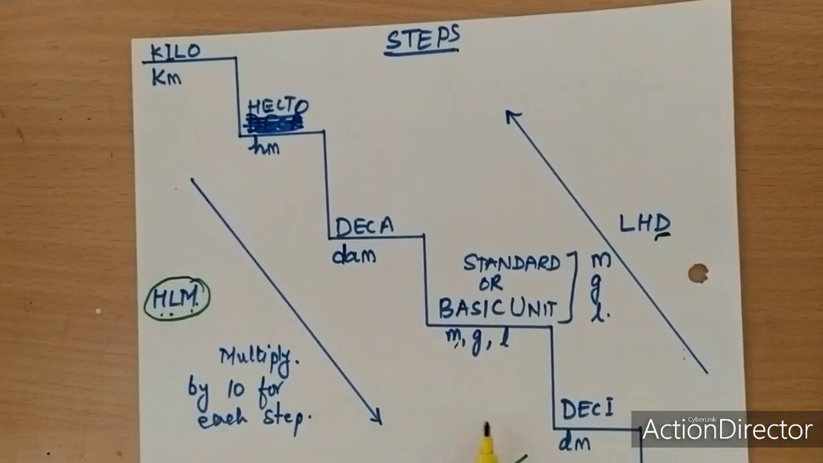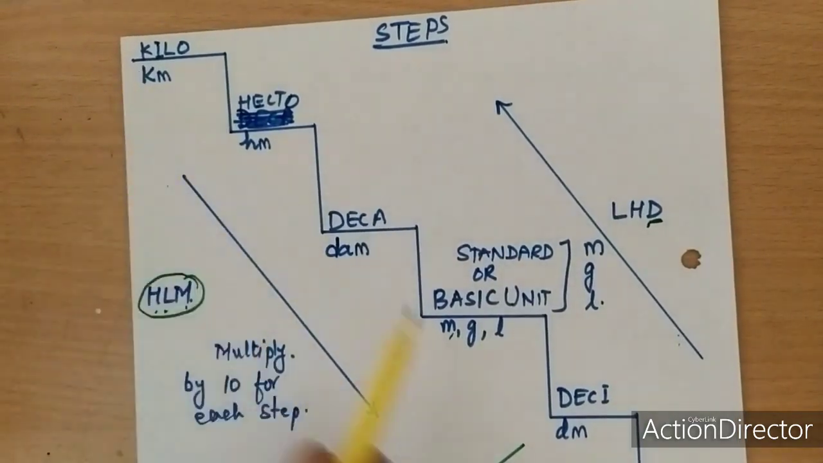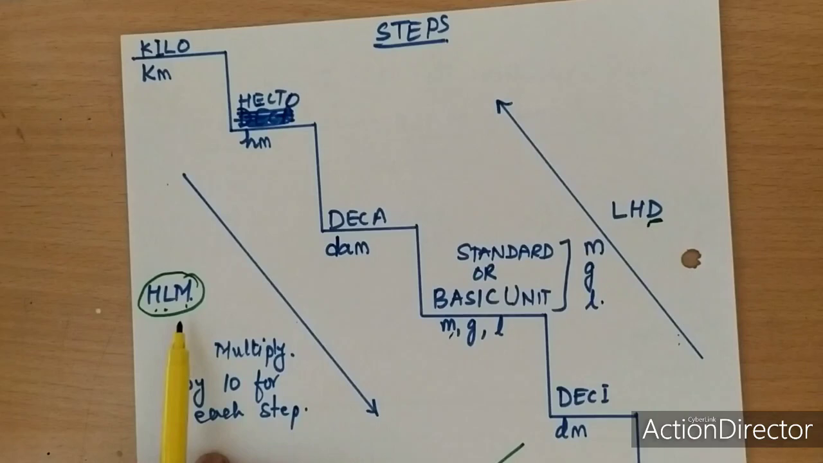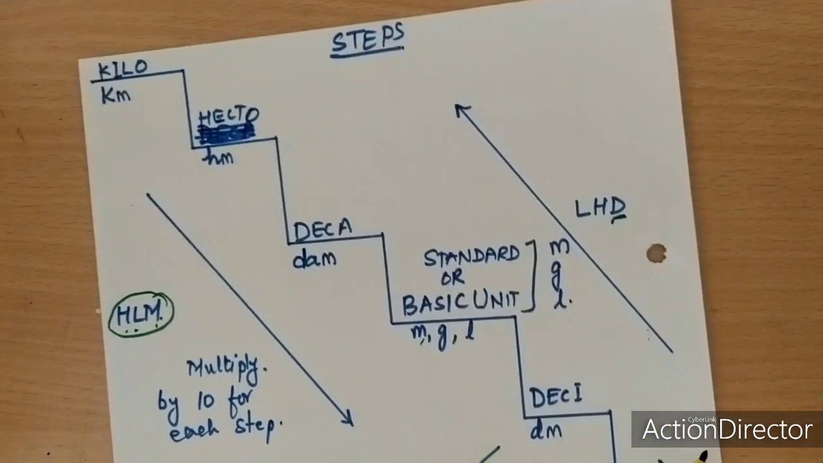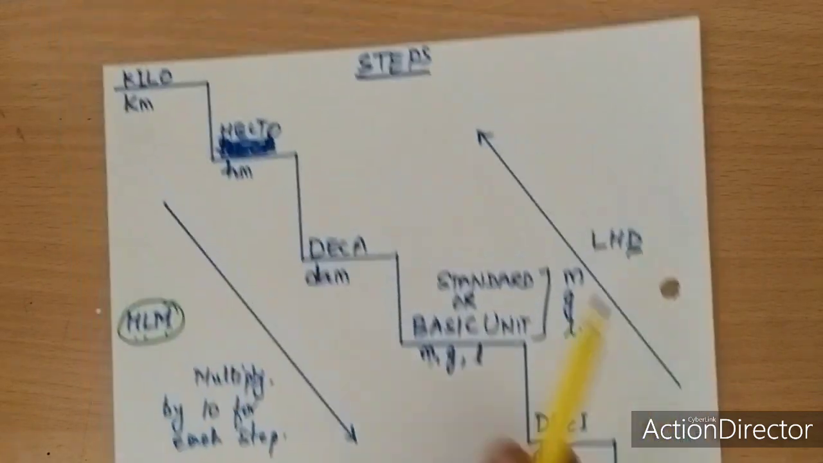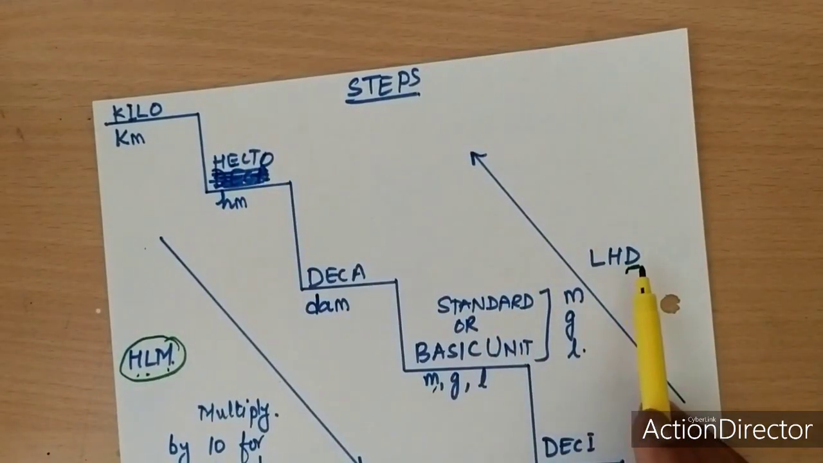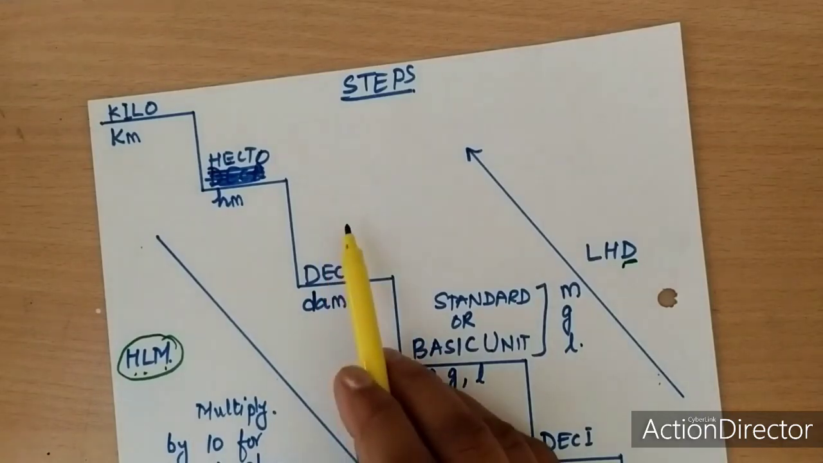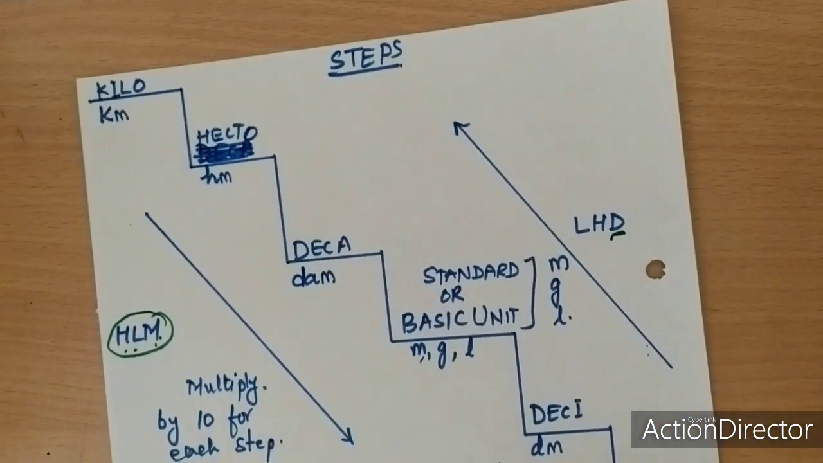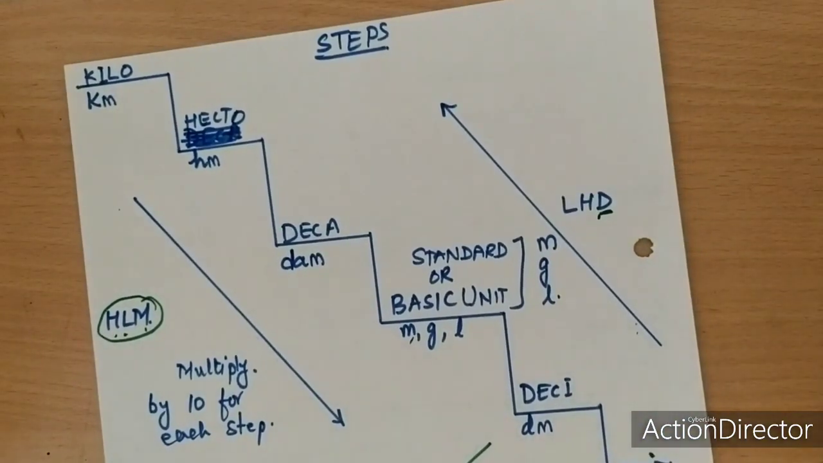Once again, I am repeating, when you are going to convert from higher to lower, you have to multiply by 10 after counting each step. That means you have to count how many steps you are taking, and that many times 10 you have to multiply. On the other hand, when you are going to convert from smaller to higher, you have to divide. Again, you have to count the number of steps, and that many times 10 you have to divide. So let me show some examples. By this you can easily understand.